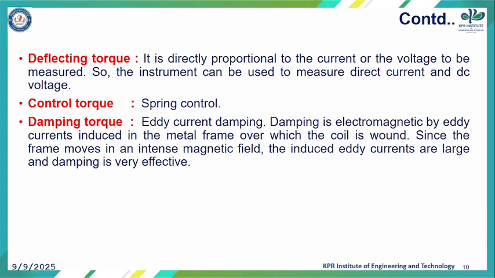Next we have the control torque. The control torque mainly focuses on the spring control. Next we have the damping torque, eddy current damping. The damping is electromagnetic, by eddy current induced in the metal frame over which the coil is wound. Since the frame moves in an intense magnetic field, the induced eddy currents are large and damping is very effective.